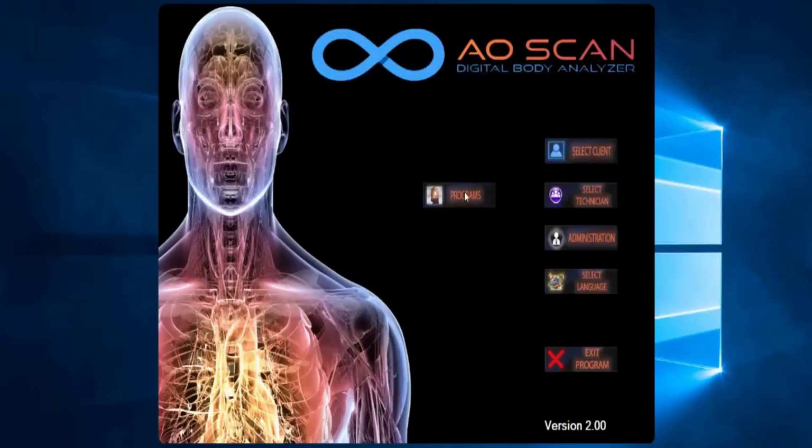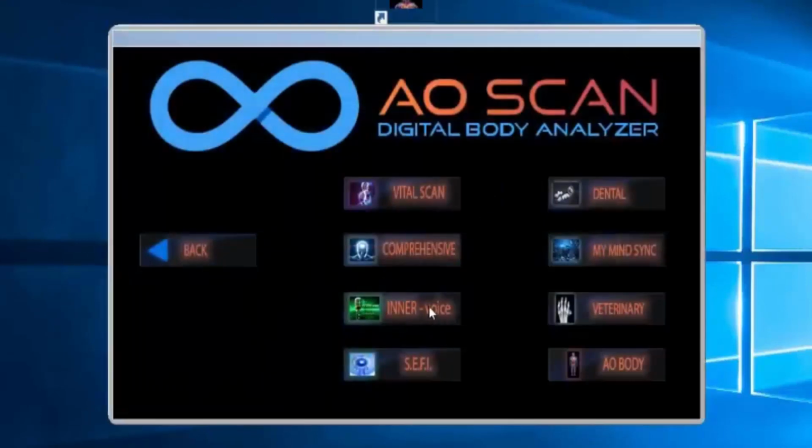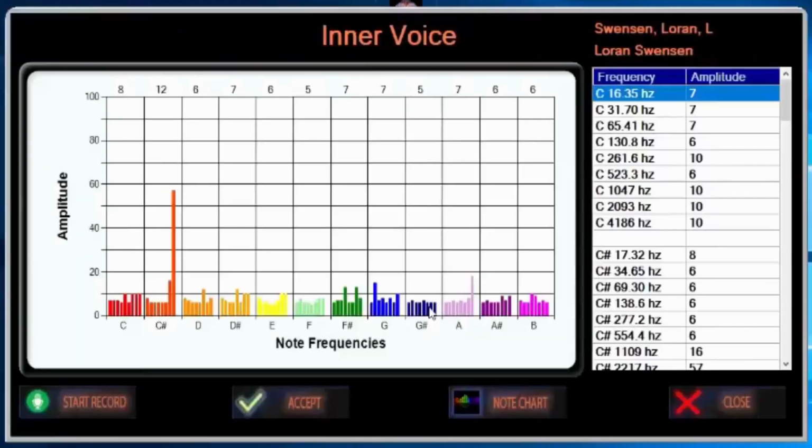left click on the programs button, left click on inner voice, and that brings up the inner voice screen. Now if you'll notice, up in the top right corner, at the top is the name of the client, and directly below that is the name of the technician. You might want to always check that when you start so that you've got the right client loaded and the right technician doing the scan.